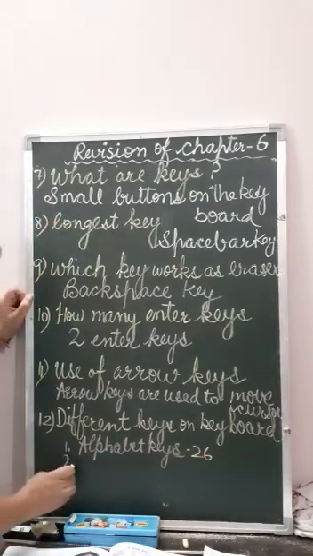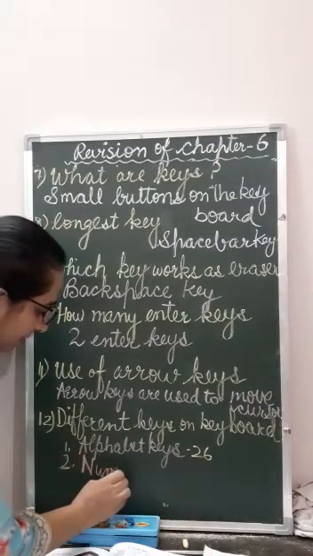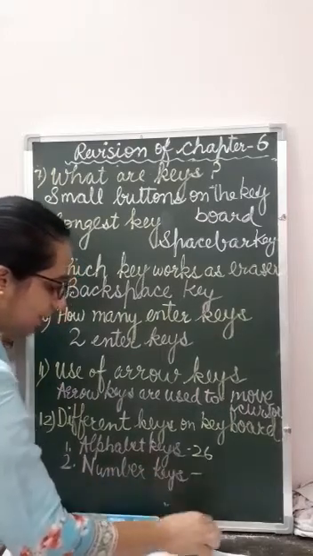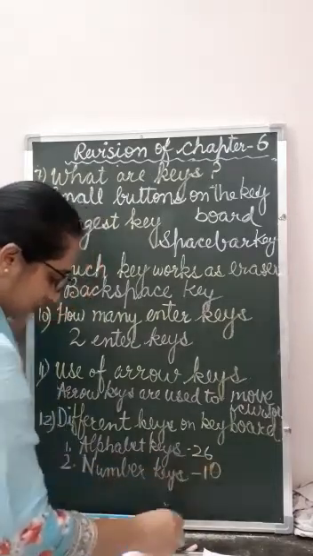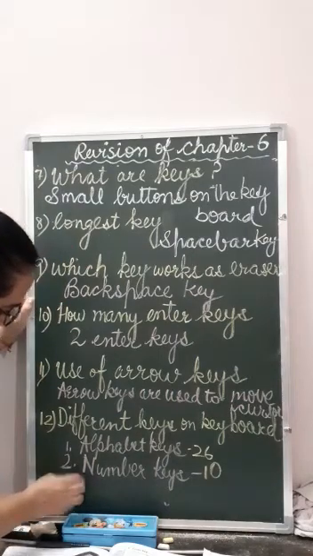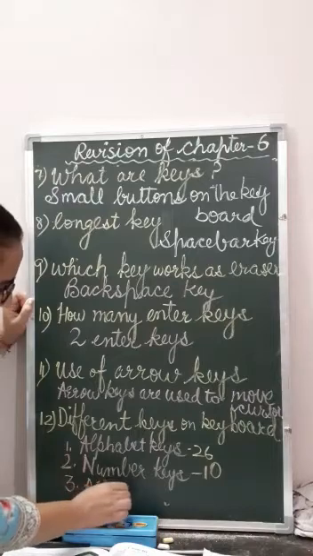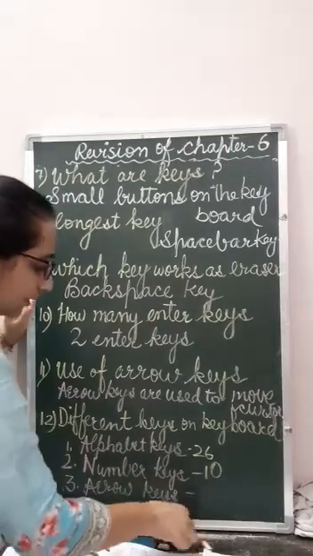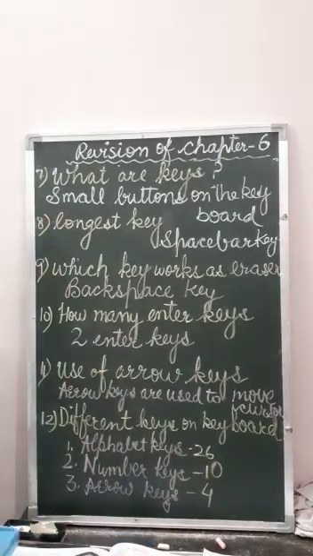Second is number keys. How many number keys are there on the keyboard? There are 10 number keys. And next is arrow keys. How many arrow keys are there? There are 4 arrow keys on the keyboard.